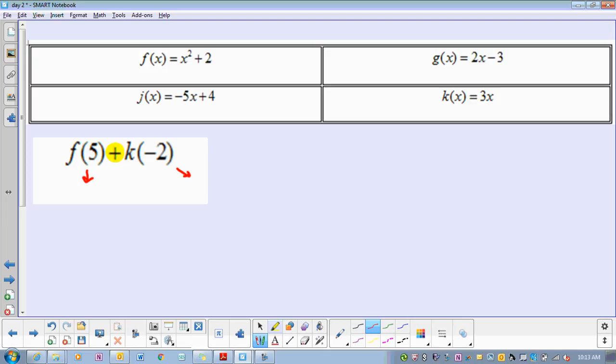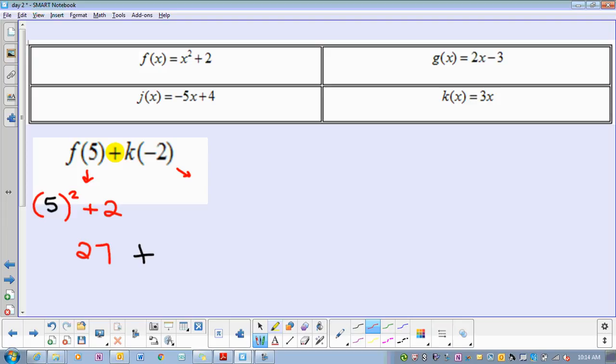So f of 5. F of x is x squared plus 2. Since you guys seem to be getting it, I'm not going to write out the whole thing. I'm just going to say parentheses squared plus 2. I know I need to plug it in. Plug in the 5. Are we okay with that if I just write it like this? Okay, and then what do I get here? 5 squared plus 2. Good. And then that was my answer, so I'm going to put a plus.